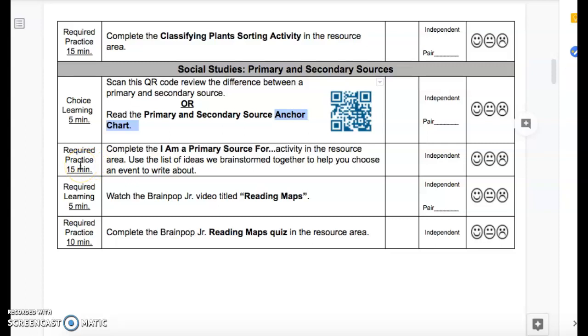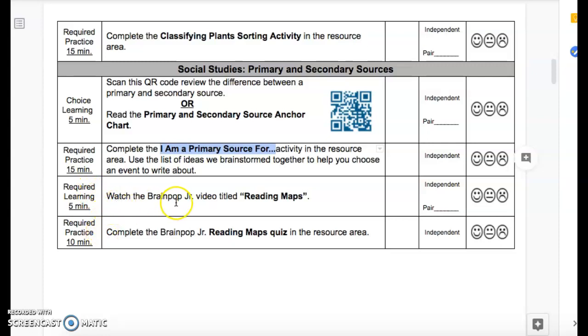Then the practice activity that goes with it is called complete the I am a primary source activity in the resource area. You are going to find the title of it in the resource area is I am a primary source. You cannot complete this until you do the learning above it. Then there's another required learning. This goes with the practice that is below it. So the learning and practice go together.